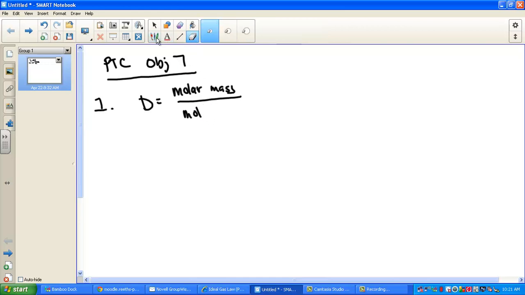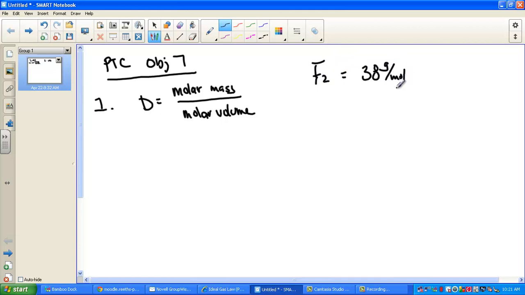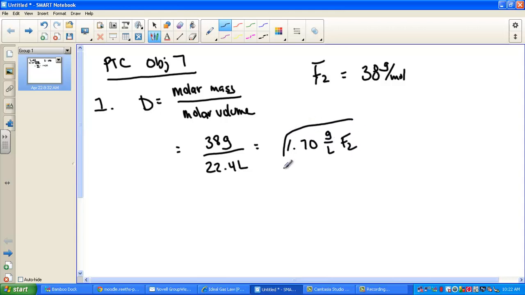The gas we were given was molecular fluorine, one of our lucky 7 diatomic molecules. Its molar mass is 38 grams in every 1 mole. So real and easy, 38 grams in every 1 mole set over that molar volume of 22.4 liters, and we find a density. 38 divided by 22.4, and I get a density of 1.696. Let's do a little rounding: 1.70 grams per liter of fluorine.